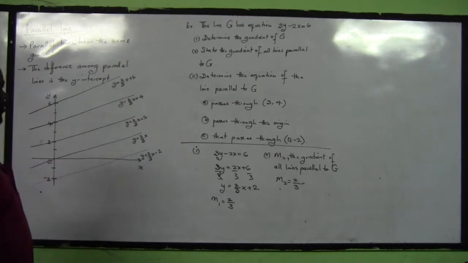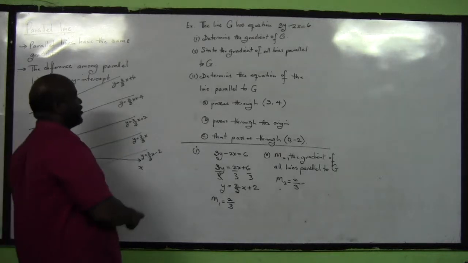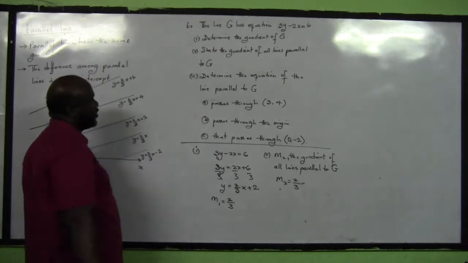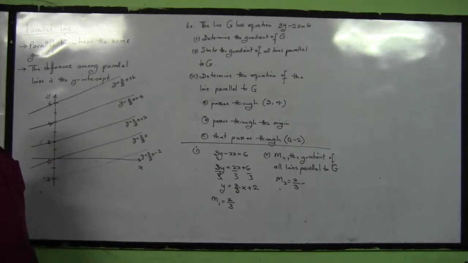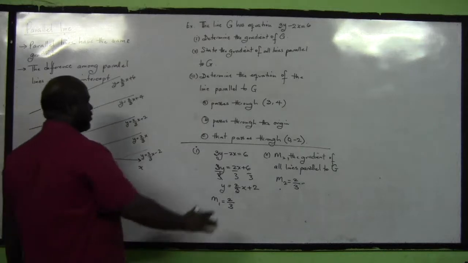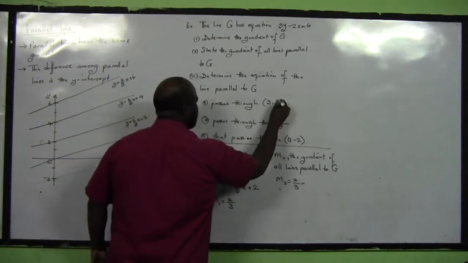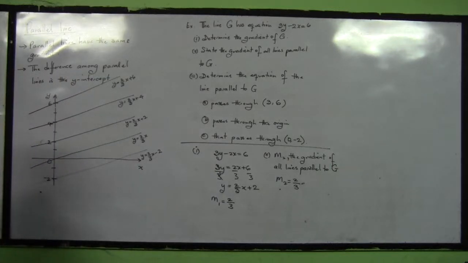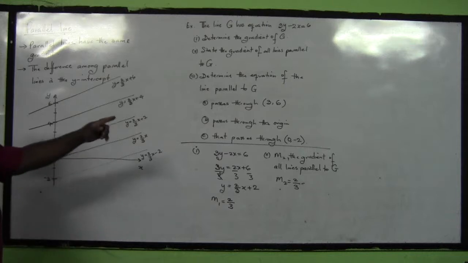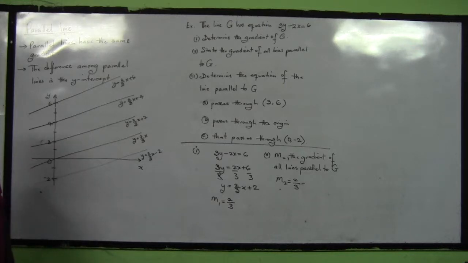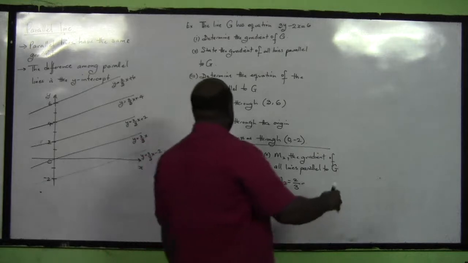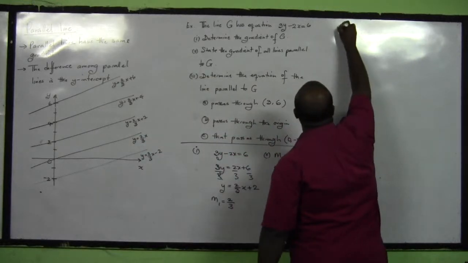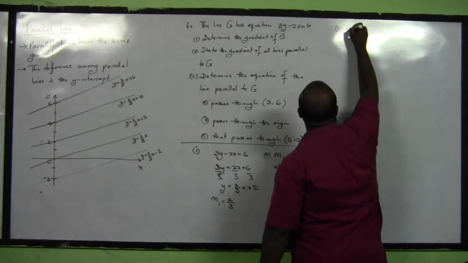Alright, now we're at 3. Determine the equation of the line that is parallel to G that passes through the point 3, 4. I want to change that from 3, 4 to 3, 6. Determine the equation of the line that is parallel to G that passes through 3, 6.